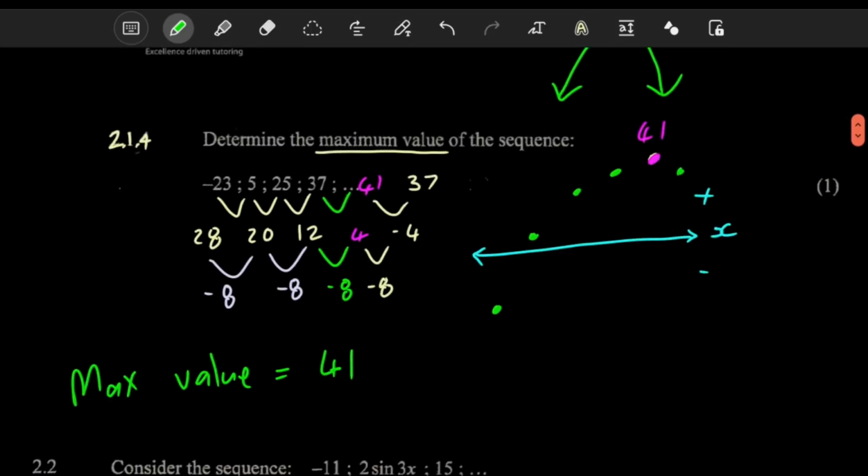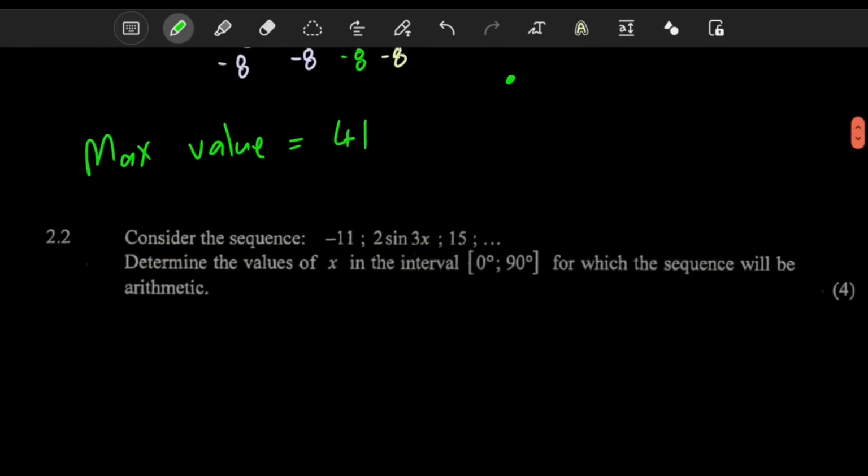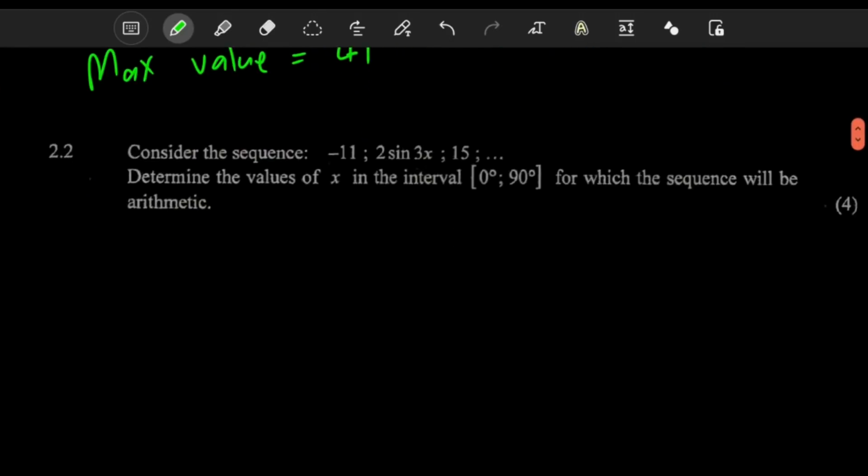To be honest, for 1 mark, it was okay. It wasn't that intricate. Let me not downplay it. It held its ground, that question. So here, the next one. Ooh.